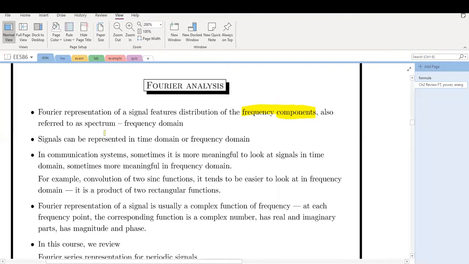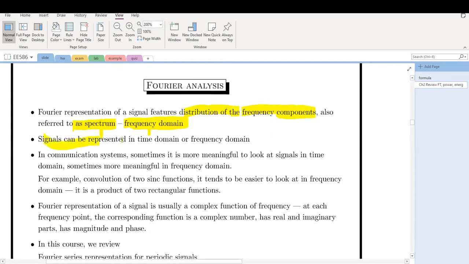Fourier analysis is to represent a signal in the frequency domain. We want to obtain the frequency distribution for the signal in the frequency domain. Such a distribution of the frequency components is called the spectrum. When we talk about spectrum, by default we talk about the frequency domain. So spectrum and frequency domain refer to the same thing.